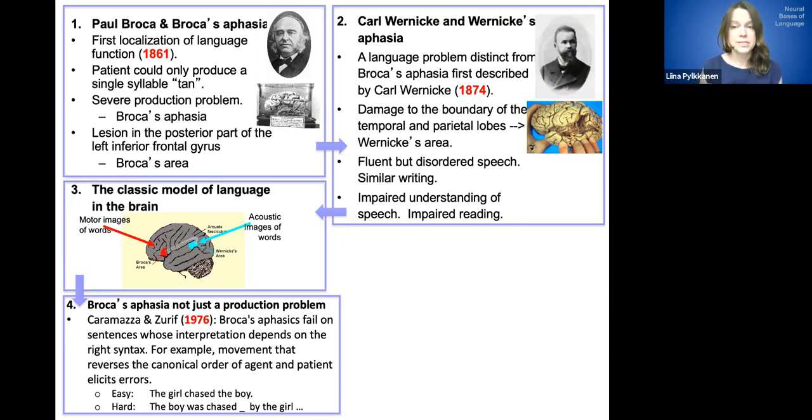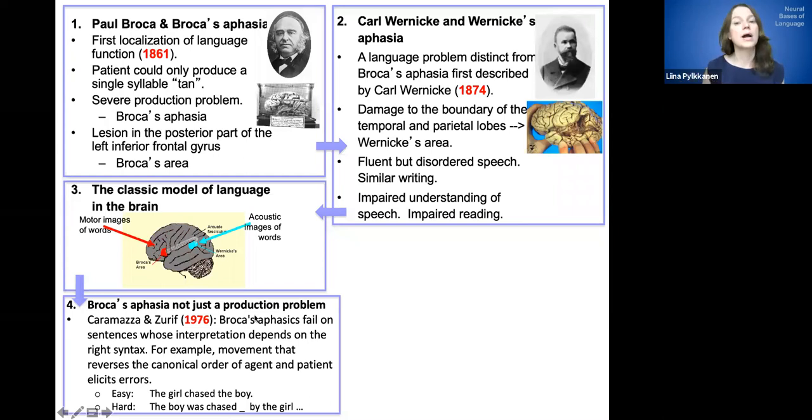So for example, a sentence where there is a reversal of the canonical roles of the participants. If I have a sentence like "the cat was chased by the mouse," in order to figure out that it is actually the mouse that's the chaser, you have to really compute the right syntactic structure. You don't get the right interpretation by just working with what would be the most plausible interpretation of that sentence. Those kinds of expressions seem to be particularly problematic for Broca's aphasics. So "the girl chased the boy" would be totally fine. "The boy was chased by the girl" is a little bit harder, since it has that kind of reversal.